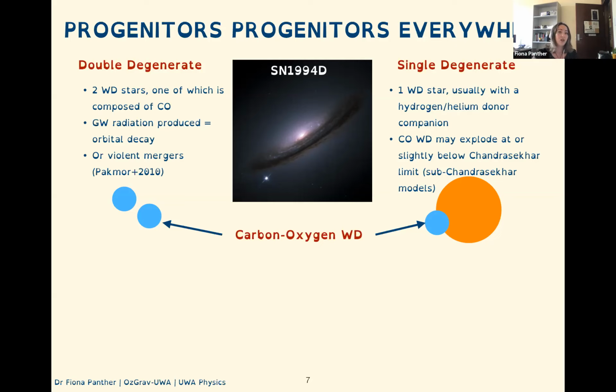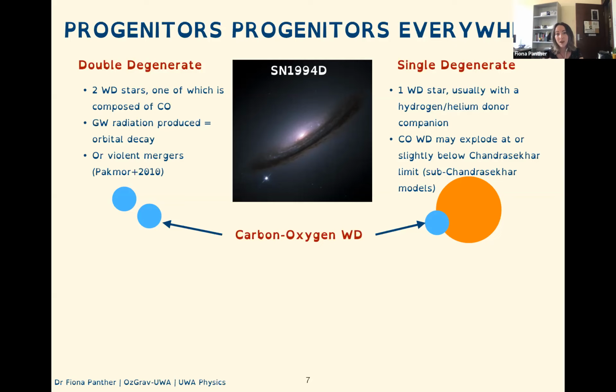Either you've got double degenerate, which means you've got two white dwarf stars, two stars made of degenerate material, one of which is composed of carbon-oxygen. The other can either be a carbon-oxygen white dwarf or a hybrid or a helium white dwarf. It's not necessarily true that you have to have two carbon-oxygen white dwarfs. These two things will eventually spiral closer and closer together by producing gravitational waves. And so this is the kind of signal that you can maybe detect as sort of the stochastic background with something like LISA, one of these space-based detectors.